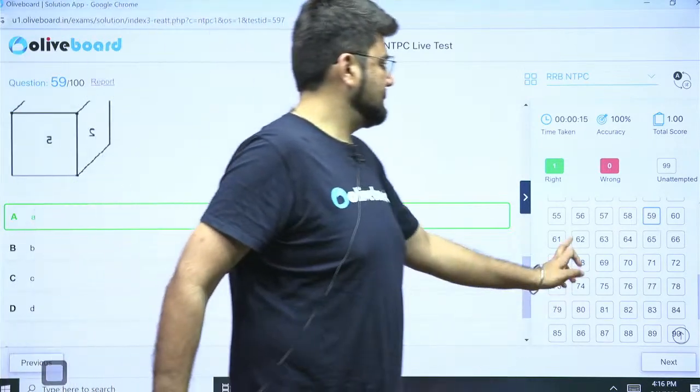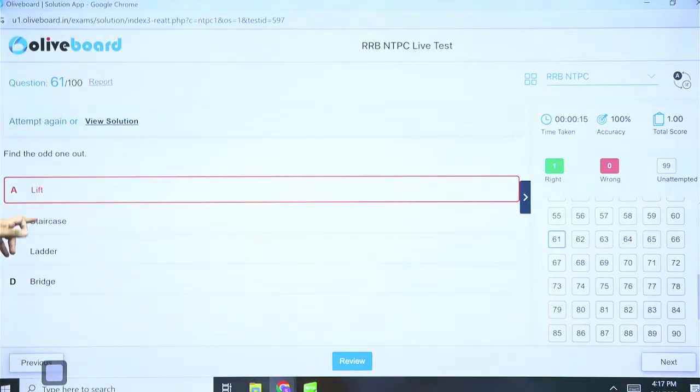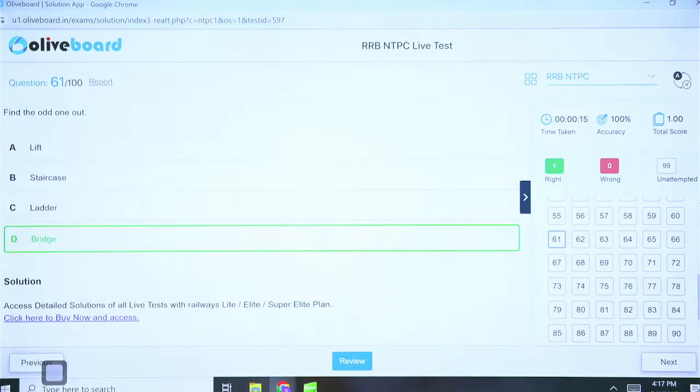61. Odd one out. Lift, staircase, ladder, bridge. Lift takes you up. Staircase takes you up. Ladder takes you up. Bridge just joins 2 points. So bridge will be the correct answer.